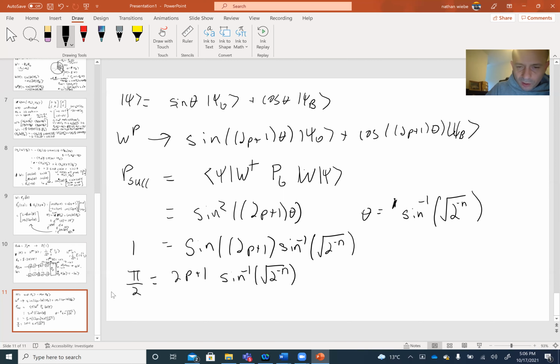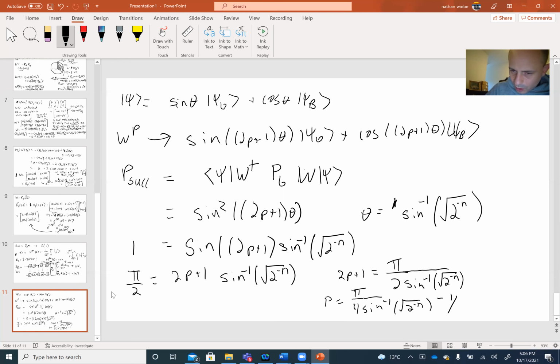Okay, which is equivalent to saying that 2p plus 1 is equal to pi over 2 arc sine of square root 2 to the negative n, which implies that p is equal to 1/2, is equal to pi over 4 arc sine of square root 2 to the negative n minus 1/2.